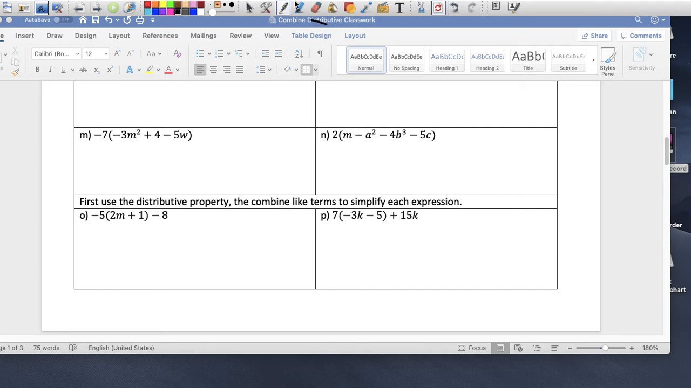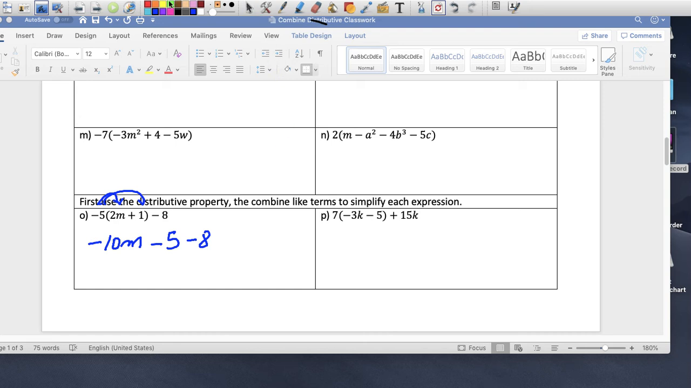So for the last few problems, I want you to do the distributive property as well as combine like terms. But we first have to do the distributive property, so that allows us to get rid of the parentheses, okay? So let's start. Negative times a positive is negative, and 5 times 2 is 10m. Negative times a positive is a negative again, and negative 5 times 1 is negative 5. And then we're going to copy the minus 8 there, right?